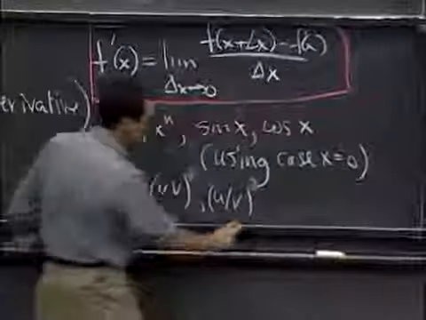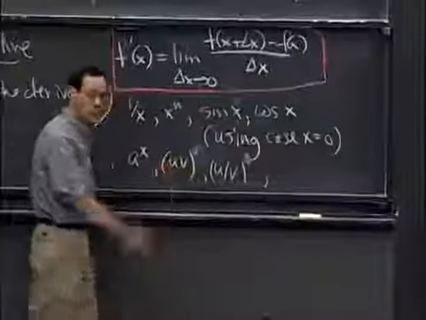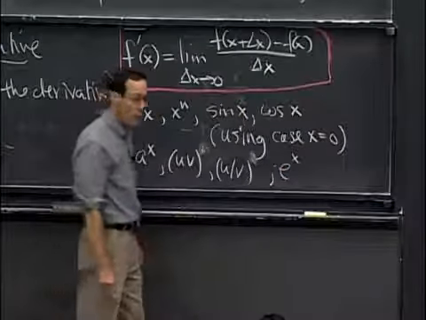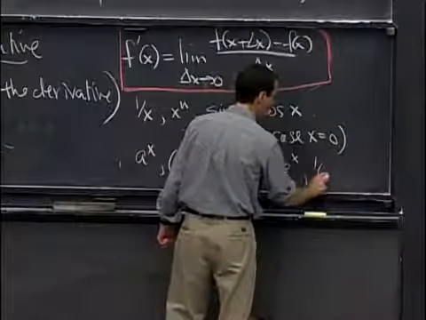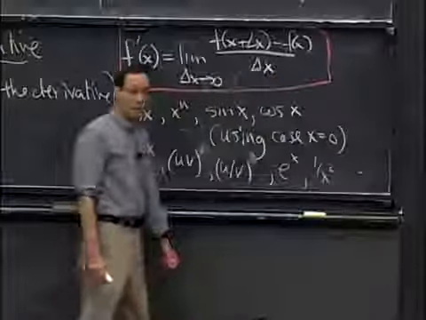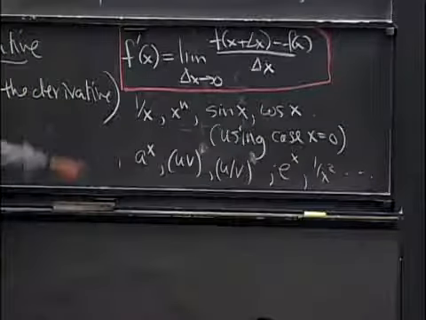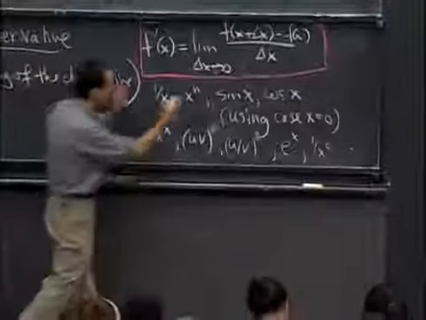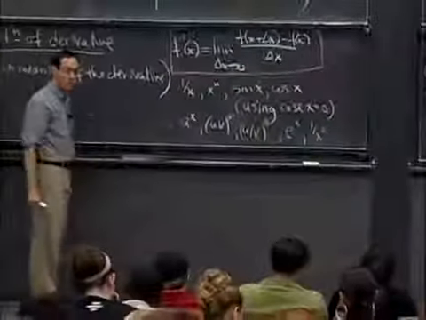And I could go on. We didn't do these in class, but e to the x is a perfectly OK one. On one of the exams, they ask you for 1 over x squared. In other words, I'm not claiming that it's going to be one on this list, but certainly it can be any one of these. But we're not going to ask you to go all the way through to the beginning in these formulas.